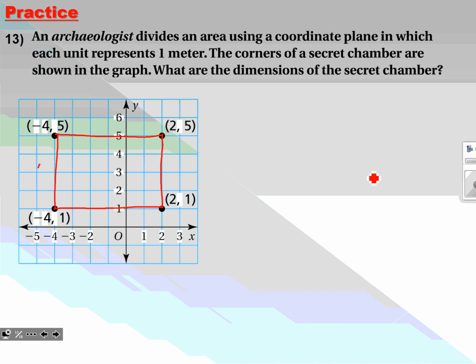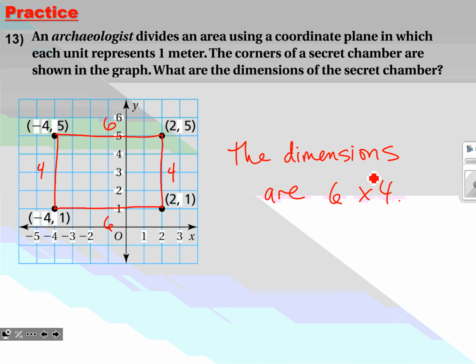This side is 4. So I just count the 4 spaces. 1, 2, 3, 4. This is going to be 4. On the other side, 1, 2, 3, 4, 5, 6. The other side is also going to be 6. So the dimensions are 6 by 4. 6 is the length, 4 is the height.